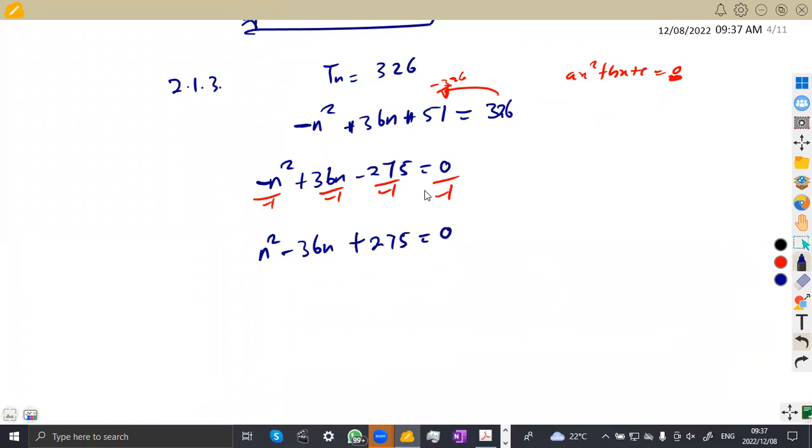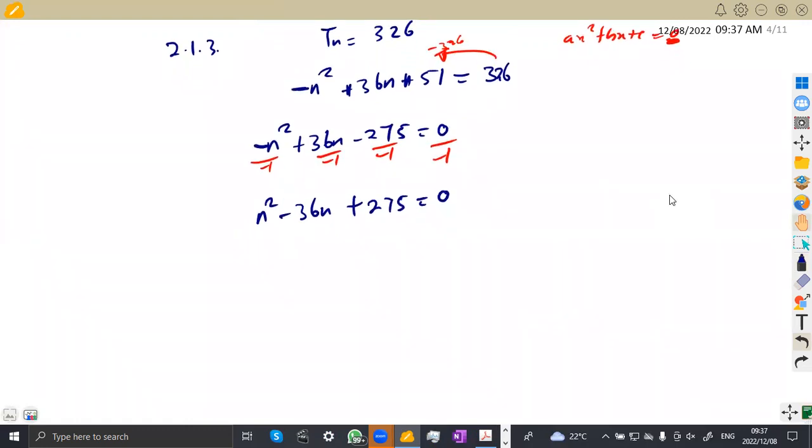So it's now a normal quadratic. Yes, you can apply your factorization, but look at 275. Most of you guys do, but if you try to factorize it, it will be a big problem. So just use your quadratic formula. No one is going to arrest you for using a quadratic formula, guys.